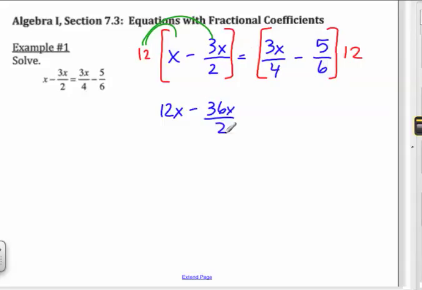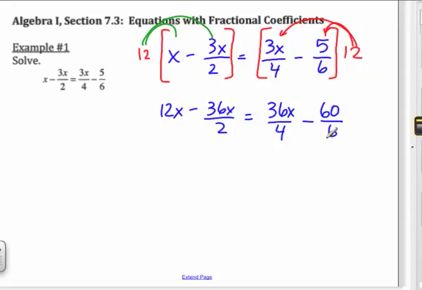We'll simplify that in just a minute, okay? Because we can do that. 36 over 2 is going to give us 18, but we'll get there in a second. We want to take one step at a time. Now let's distribute on the other side. I'm going to get 12 times 3x. That's going to give me 36x over 4 minus, when I distribute it to this fraction, I'm going to get 60 over 6. Okay? Everybody see how that got distributed in there?